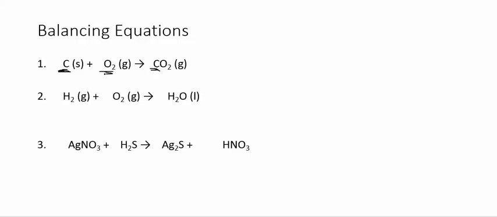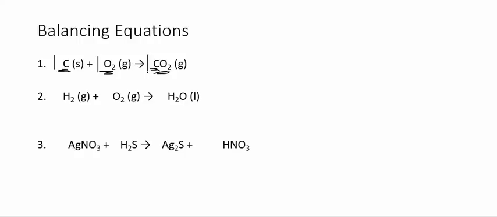Oxygen. There are 2 oxygen here on the reactants. There are 2 oxygen on the products. So this equation is already balanced. The coefficients are 1. And you can write the 1s or you can just leave them blank. You don't have to include the coefficient of 1.